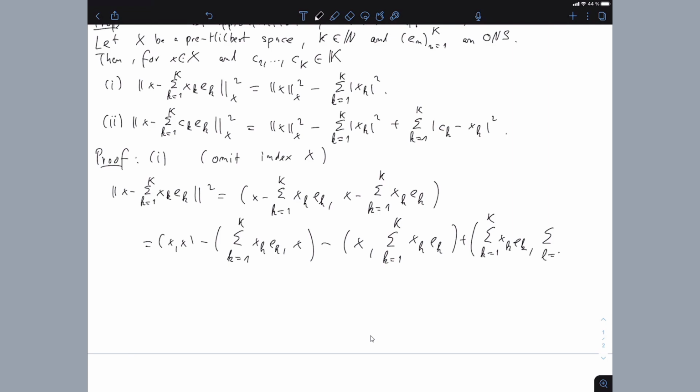And here I now rename this from k to l, because I want to further use the linearity and factor out the sums. I need to rename them because otherwise I would have two sums over k, and this would be a different case. So let's further continue this. The scalar product of x with itself is just the norm squared.